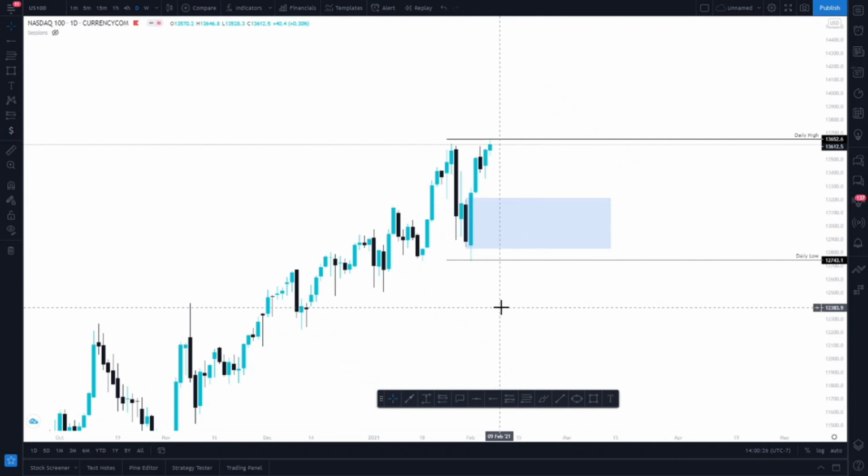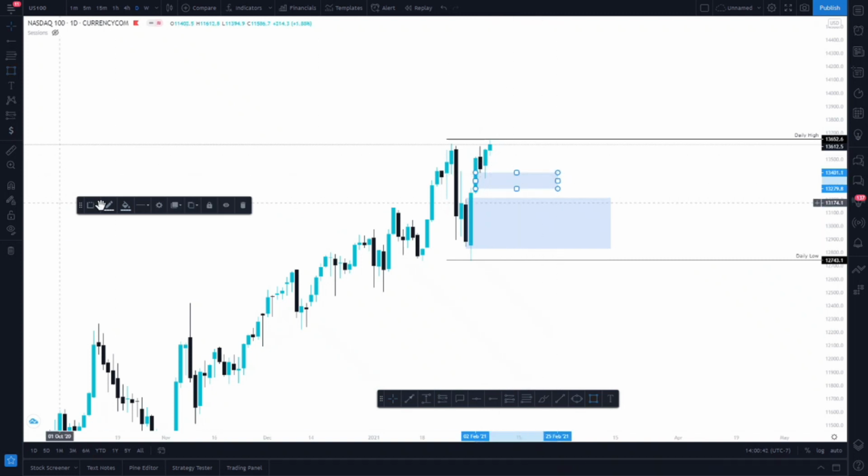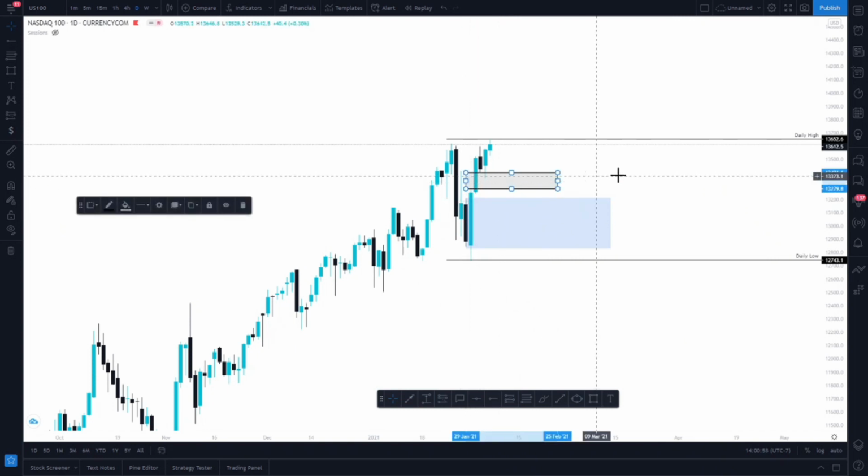But again, we can see that NASDAQ also created an inefficiency. We have an inefficiency onto this point, which gives our, okay, let's just first draw it. Let's just first place it in imbalance. Okay, perfect. So we have our imbalance zone over here, guys, and it even got mitigated.